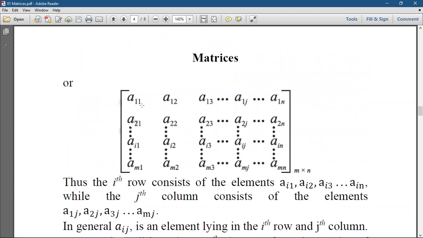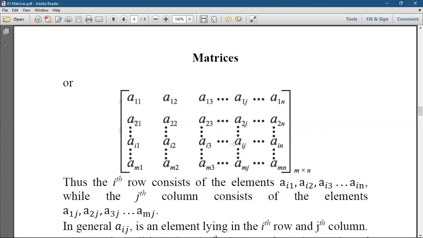Now look here: a21, a22, a23, dot dot dot, a2j, a2n, and so on, dot dot dot, ai1, ai2, ai3, dot dot dot, aij, dot dot dot, ain. Similarly, the last row is am1, am2, am3, dot dot dot, amj, dot dot dot, amn.